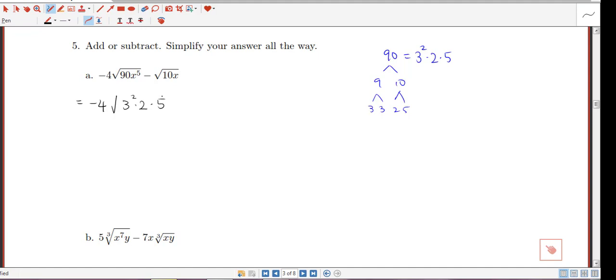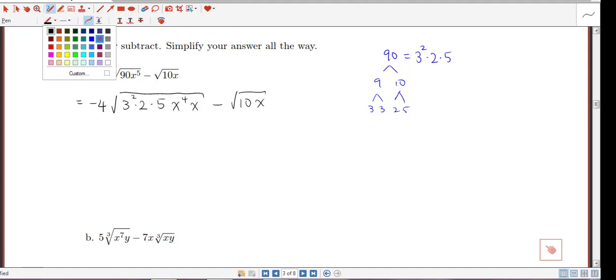Now let's deal with x to the 5th. Now you're given square root. So what is the biggest number before 5 that's divisible by 2? That would be x to the 4th. Breakoff point is x to the 4th. What's remaining? X to the 1st. That will make it x to the 5th. And then over here, 10 is 2 times 5, so there is no perfect square, so I'm just going to leave it the way it is. All right, next. I'm going to circle the perfect ones.